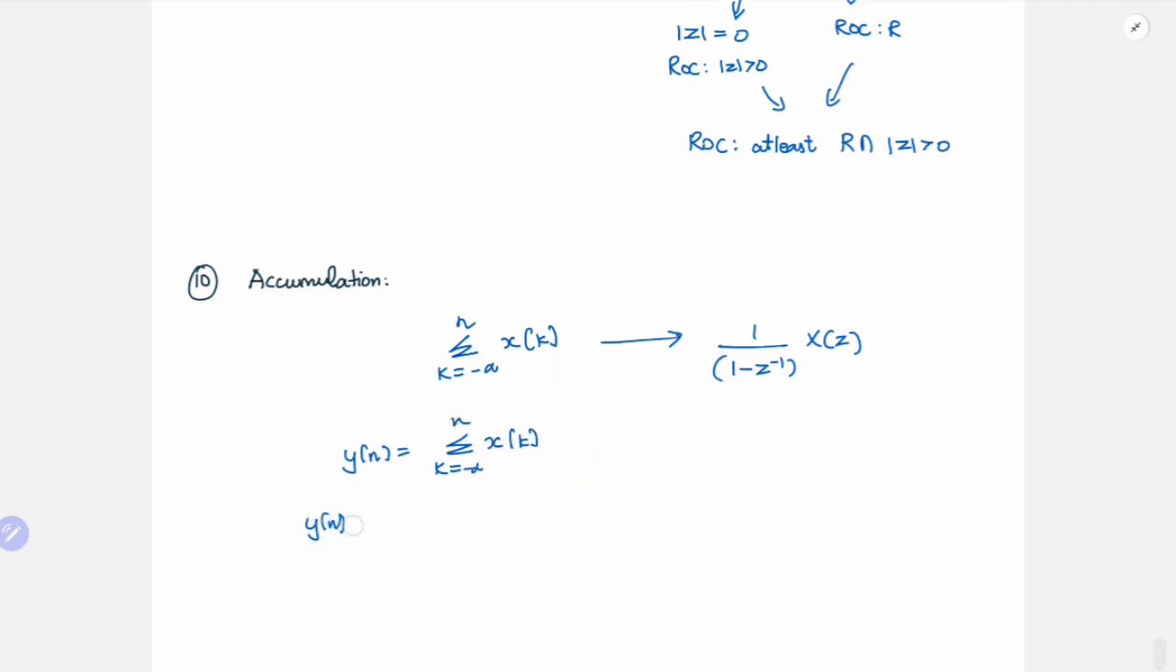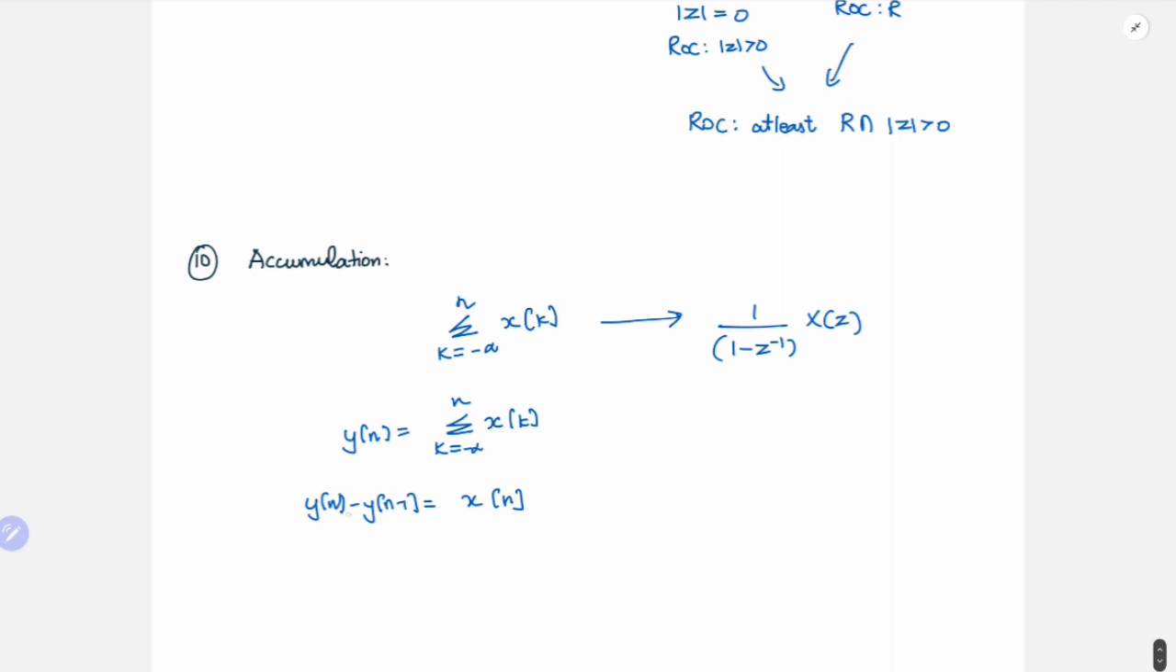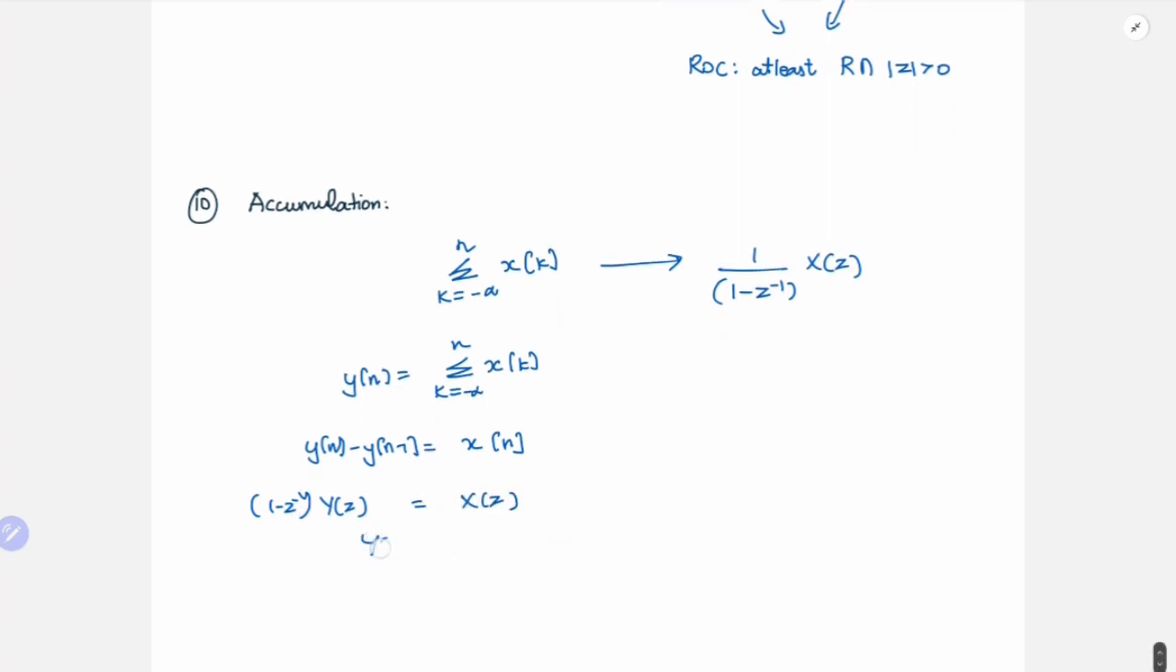then y of n minus y of n minus 1 is going to give you x of n, correct? Now if you take the Z transform on both sides, you can see your y of z into 1 minus z inverse is equal to x of z, and hence your y of z is nothing but 1 by 1 minus z inverse times x of z. So this is your proof.